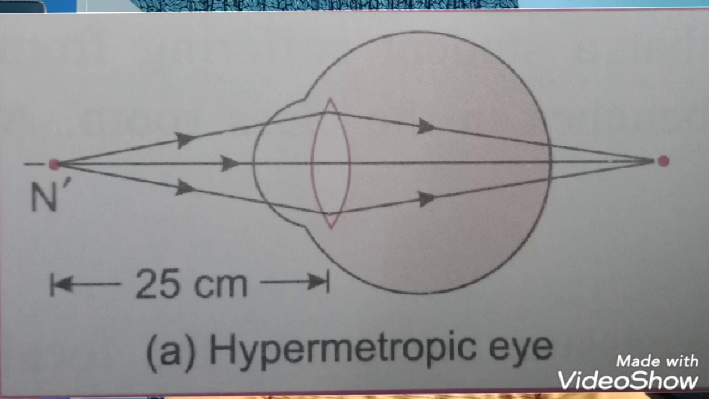This is because the light rays from a nearby object, that is within 25 cm, are focused at a point behind the retina. In this defect, the distance of the near point increases and becomes greater than 25 cm. A person with hypermetropia finds it difficult to read a book or a newspaper.